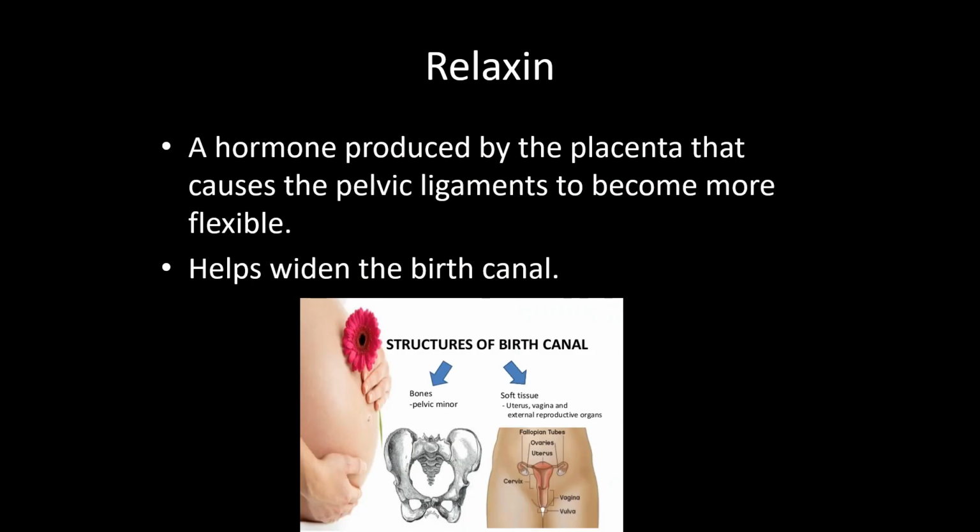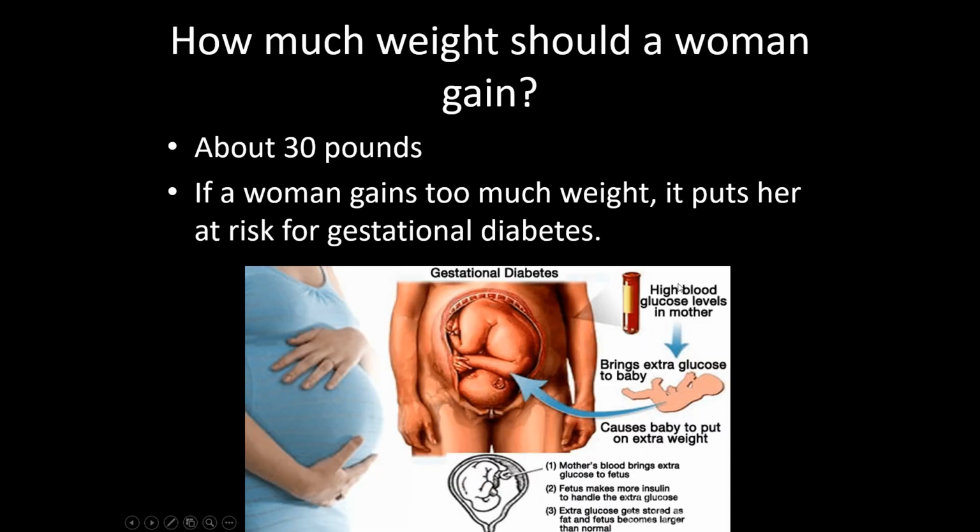Relaxin is a hormone that gets produced that helps to weaken some of the cartilage that's around the pelvic girdle so that it will be able to expand ever so slightly. What that allows is more room for the baby to come out of there. So like it says in the bottom sentence, it helps to widen the birth canal so that the baby will fit through it okay.